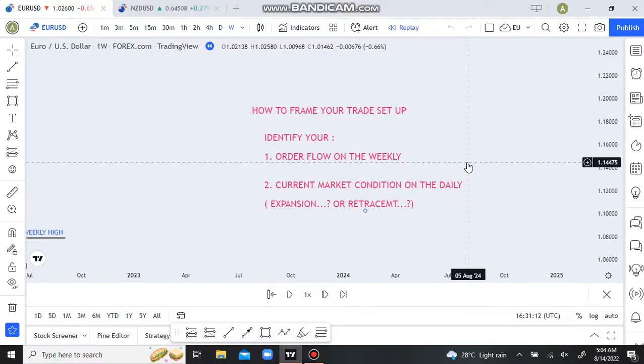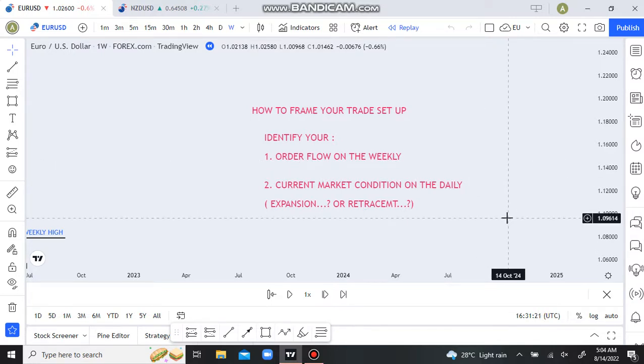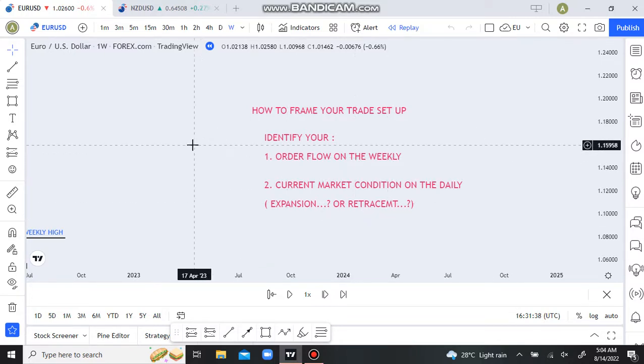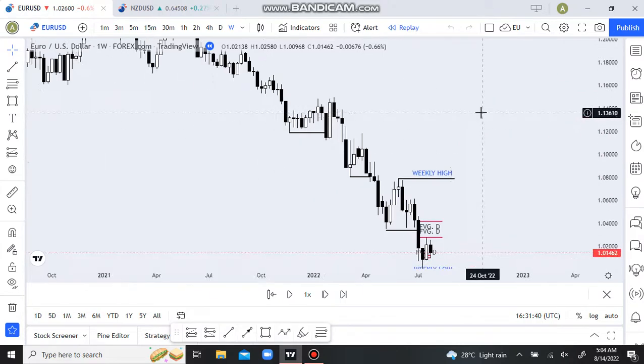So today we are going to look at how to frame your setup on a weekly basis, on a daily basis as well. This is how I do it before every trading week begins. On the weekends I go to my chart and this is what I look for. I first of all identify my order flow on the weekly time frame.